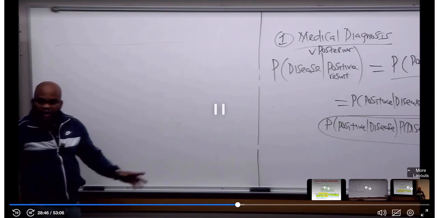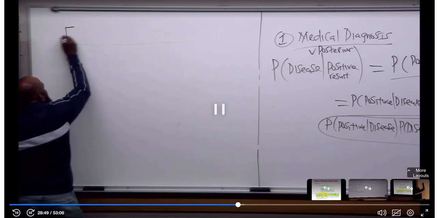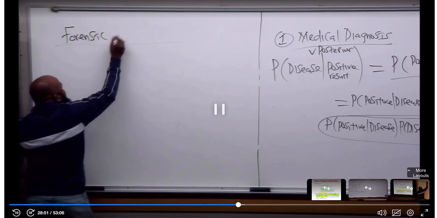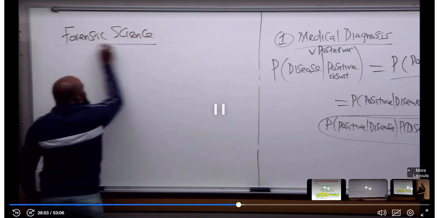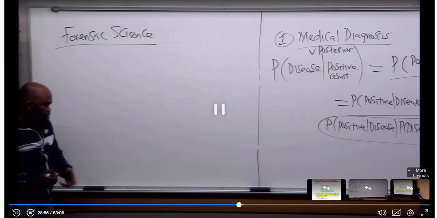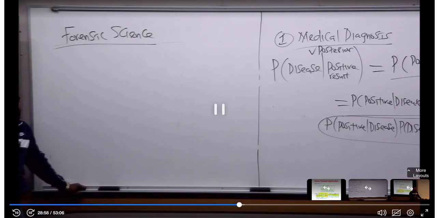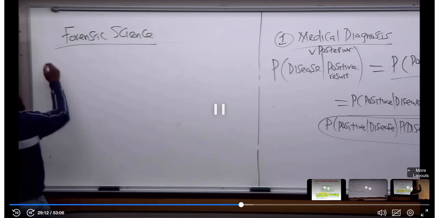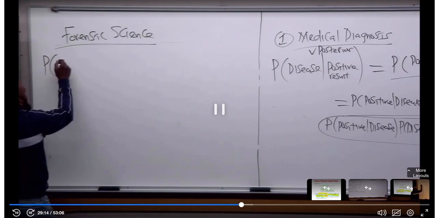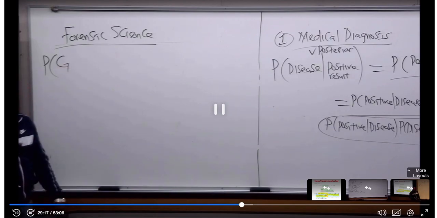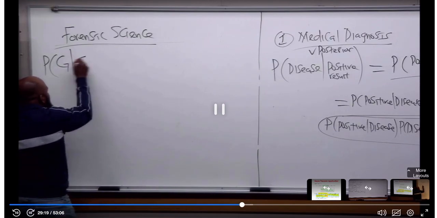We're going to assume we're in a court of law. Okay, another application: forensic science. Now, if somebody is guilty, they normally... let's say we have a suspect. The suspect should be presumed innocent until proven guilty. You understand what I mean? Now we want to figure out the probability that a suspect is guilty, given the evidence.